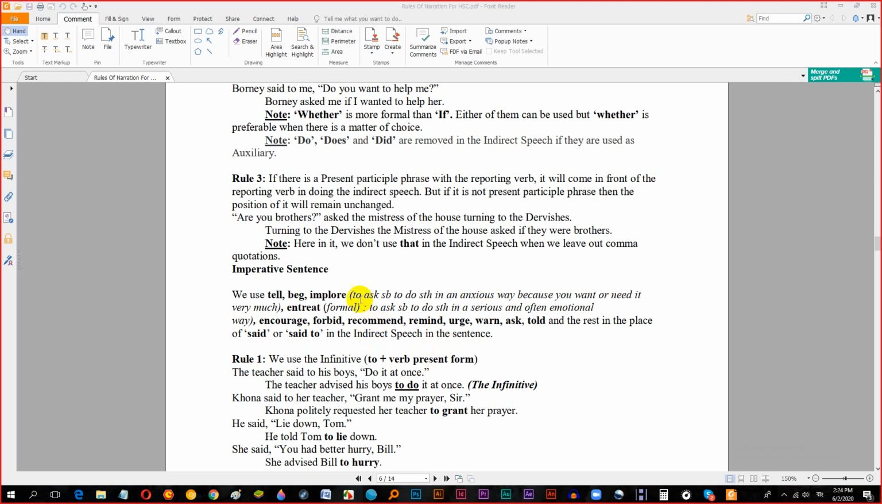Okay, so today we'll learn about the imperative sentence. We are just completing the rules of narration, and today we'll learn about the imperative sentence. How can we change direct to indirect speech when we find an imperative sentence? So see what is written here at first.